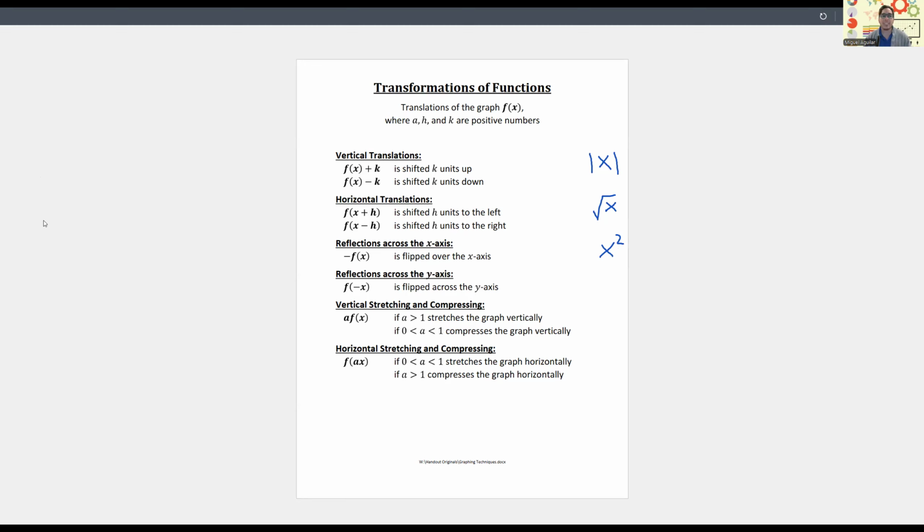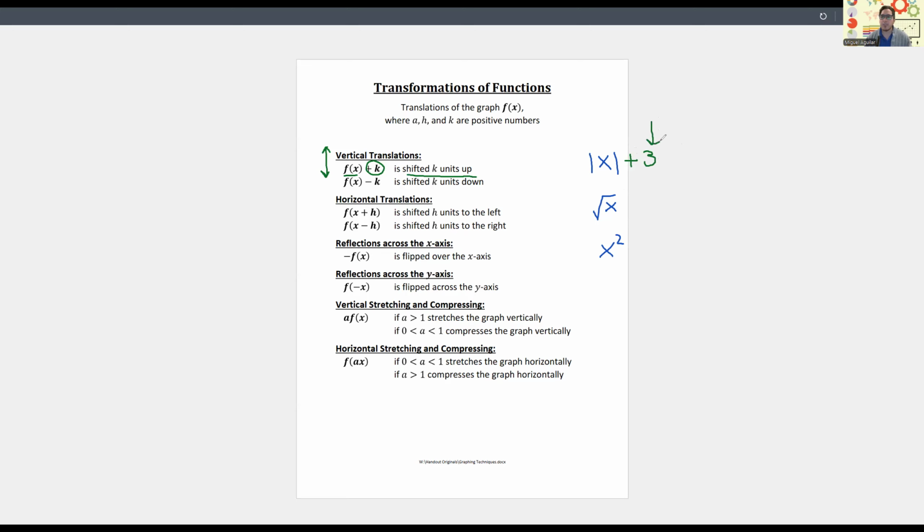If I want to translate the graph, and in mathematics that means shift the graph up or down, that's going to be considered a vertical translation, since vertical means up and down. So maybe I'll just write an up and down symbol here. So if I take a function and I add k to that function, so I'm going to go over here to the absolute value function. Let's say I add some number 3. Okay, so I have the absolute value of x plus 3. Then that's going to shift the graph up k units.